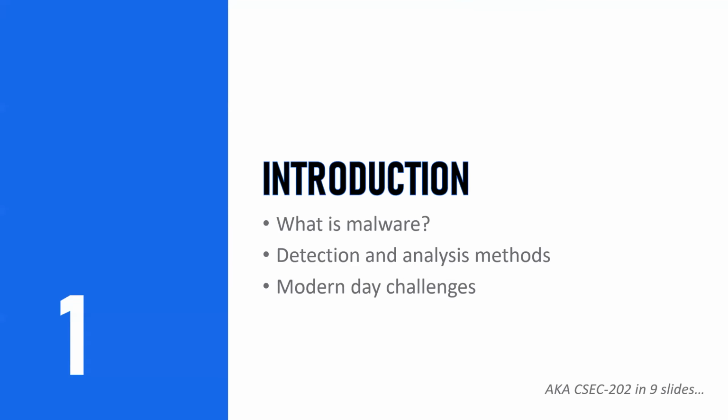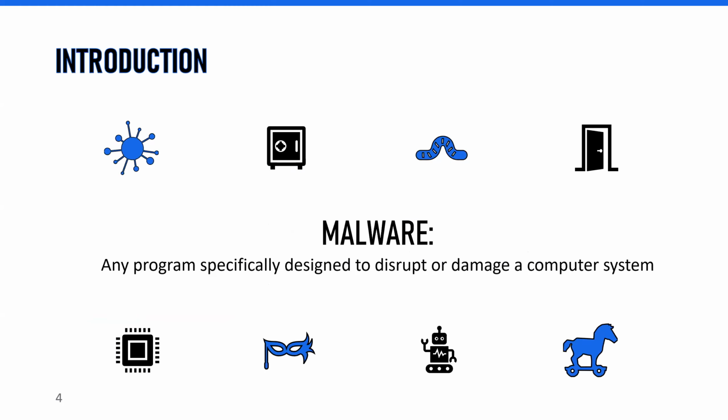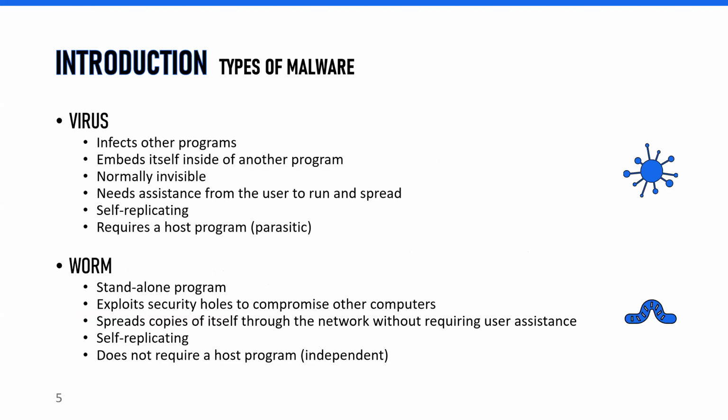So to start, we're going to talk a little bit about what malware is, how to detect and analyze it, and briefly some challenges that come along with that. Malware, put simply, is a program that's specifically designed to disrupt or damage a computer system. And we're going to focus on about 8 types. So the first type, and the type of malware most people seem to recognize, is the computer virus.